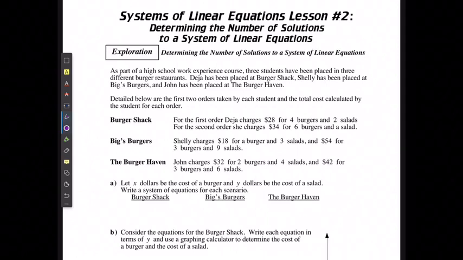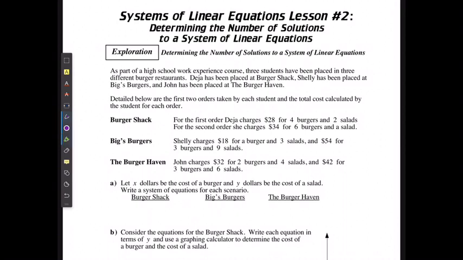Okay, for this second lesson with systems, we're going to look at determining the number of solutions to a specific set of linear equations. So for the exploration, we're looking at, as a part of a high school work experience course, 3 students have been placed in 3 different burger restaurants. Dea has been placed at Burger Shack, Shelly has been placed at Big's Burgers, and John has been placed at the Burger Haven. Detailed below are the first 2 orders taken by each student and the total cost calculated for each order.